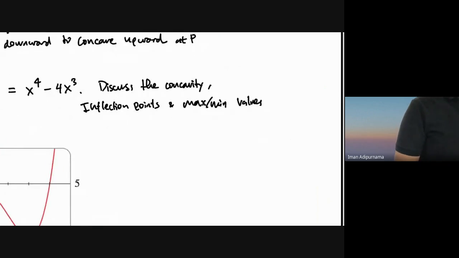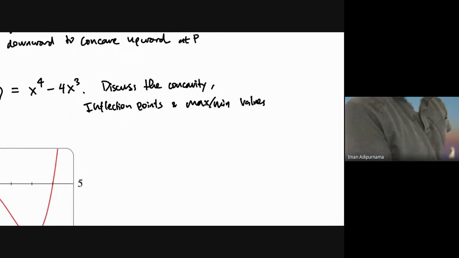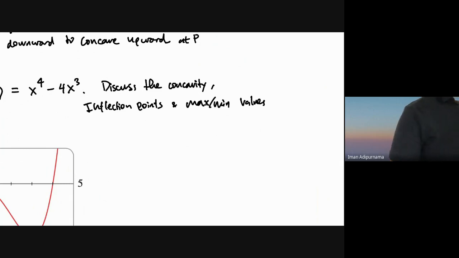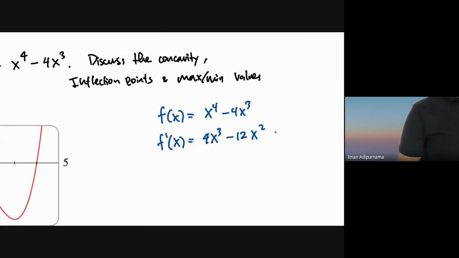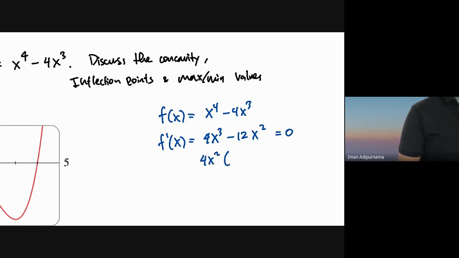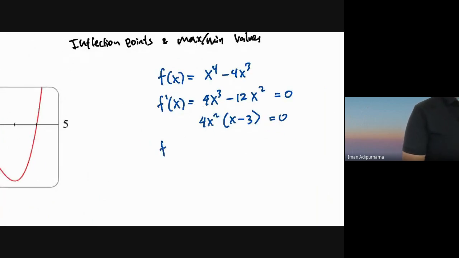Whenever you are given a function and you need to find concavity, maximum and minimum values, and inflection points, the first thing you can do is analyze from calculus, which means you take the derivative of the function. At least you can have this form. Then you can set this equal to 0, and I think we can factorize. And you can also look at the second derivative.